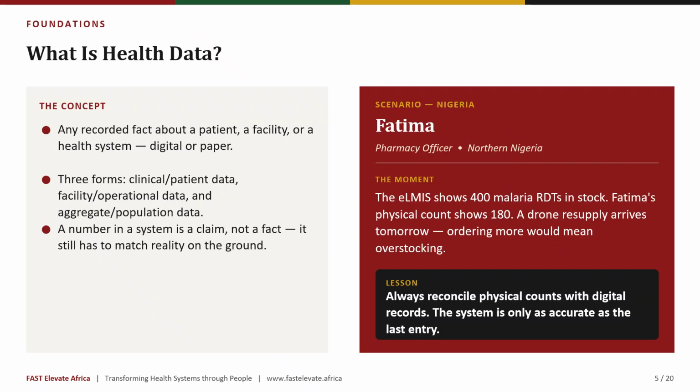What's health data? Health data is any recorded fact about a patient, a facility, or a health system. It may exist on paper or digitally. It exists in three forms: clinical or patient data, facility or operational data, and aggregate or population data. Remember this important principle. A number inside a computer system or a device is a claim. It is not an automatic fact. It must reflect what is happening on the ground.